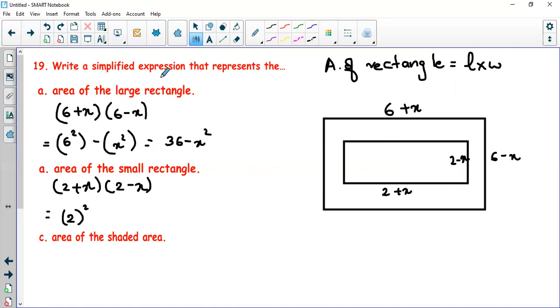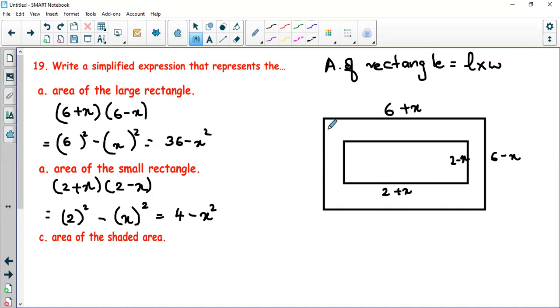Now this is going to be 2 square. Here a small mistake was made, because it should be outside, not inside. Here also. So this is going to be 2 square minus x square. So that's going to give you 4. The square of 2 is 4, minus x square. So the area of the large rectangle is 36 minus x square and the area of the smaller rectangle is 4 minus x square. Now they said find the area of the shaded area.